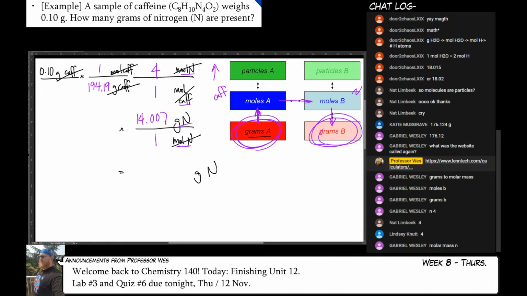So the answer that I got was 0.02885. I only get to keep 2 sig figs, so there you go. Or 29 milligrams of nitrogen.